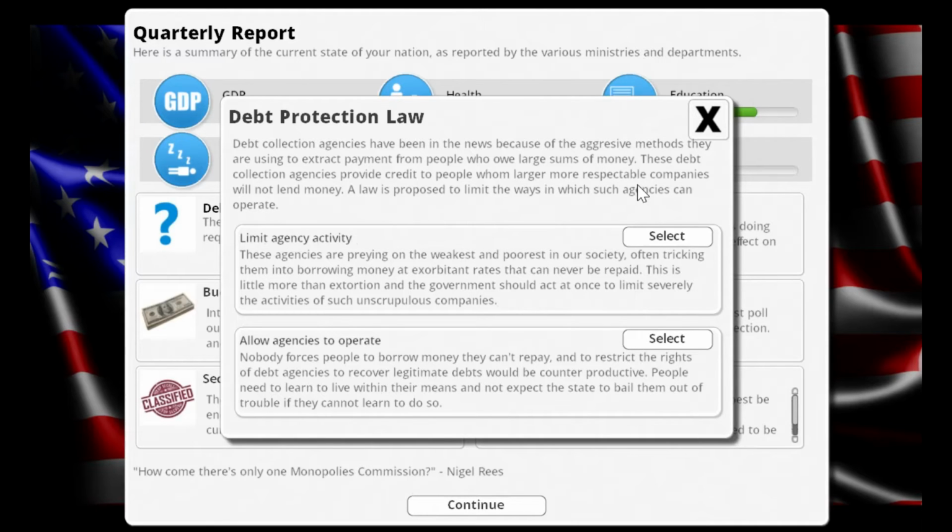You know what? These agencies are preying on the weakest and poorest in our society, often trickling them into borrowing money at exorbitant rates that can never be repaid. This is a little more than exhortation, and the government should act at once to limit severely the activities of such unscrupulous companies.